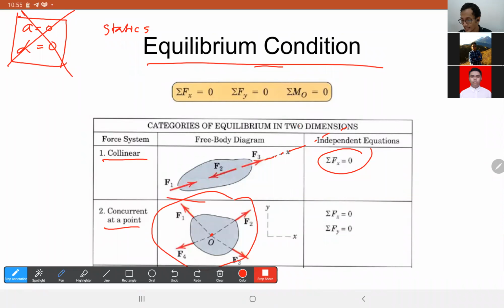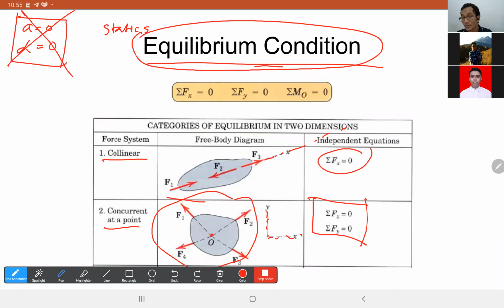Okay, in this case, you can solve it using this. Try to create a coordinate which has two axes because it's two-dimensional, x and y. Then the total force in the x direction and the total force in the y direction is supposed to be equal to 0 in order for the equilibrium condition to happen.